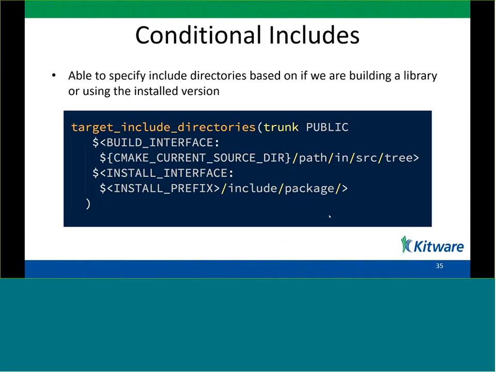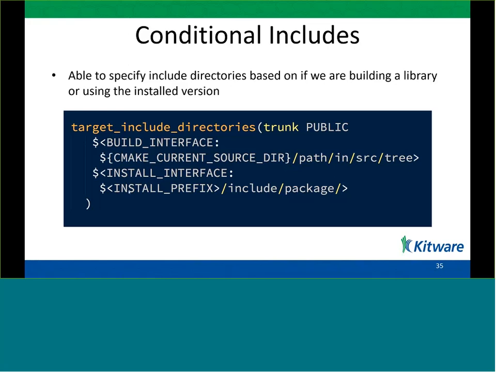Conditional includes. So you can specify include directories. If we're building a library or using the installed version, this is pretty important to note. So when you're building your software, your include directory is going to be somewhere in your source tree, obviously. But after you install it, you're going to want to put it in the install prefix include package.